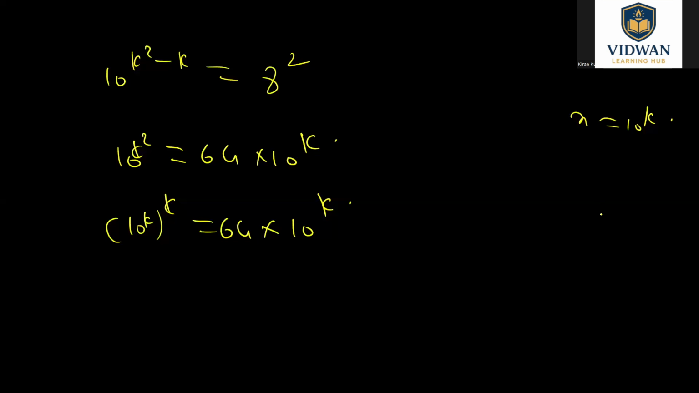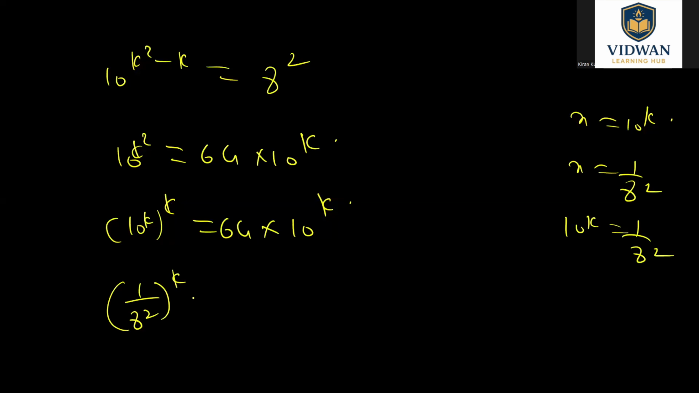I think x equal to 1 by 8 square. Let us check. If x is 1 by 8 square, what is the meaning of that? 10 power k is 1 by 8 square. So let us substitute that as 1 by 8 square and check. 1 by 8 square power k is equal to 64 into 10 power k, which is 1 by 8 square. So this is 1, and 1 by 8 square power k is there. k, if you put 0, then only it is satisfying. So k is 0 means x is 10 power 0, but it won't satisfy, no?